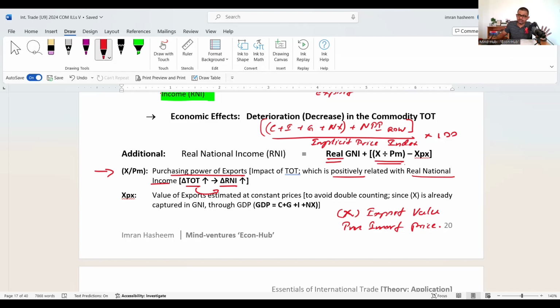Okay. Then the formula should be, I'll use the purple color marker. The formula should end here.